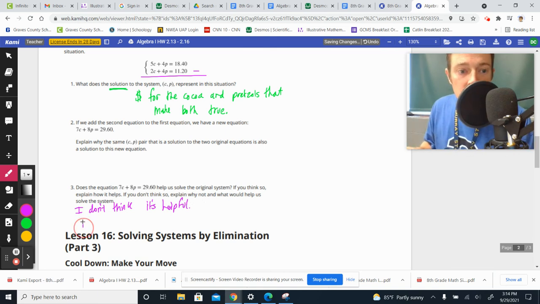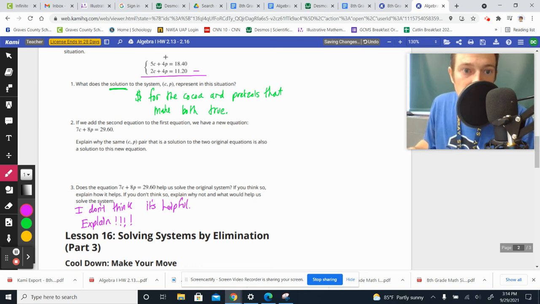So your explanation should be somewhere along the lines of the third equation doesn't help me eliminate P. It's not necessary to eliminate P. I could just subtract the equations, something along those lines. I could just subtract the original equations to solve and get C by itself. You could say that, right? So don't forget to explain why it's not helpful. It's not hurting anything, but it doesn't really help us in the solving process.